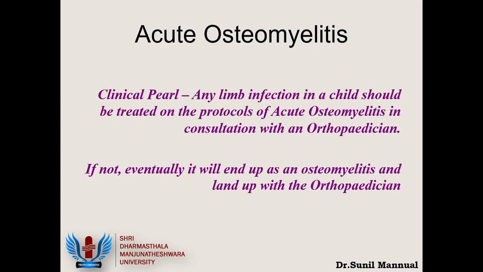Another way of contiguous spread is where there is a septic arthritis, or an infection of the joint, and if the infection is not taken care of, then the infection can slowly spread into the bone. Though those possibilities of contiguous spread are extremely rare. Again, as a rule of thumb, it should be understood by every medical student that when a child presents with a limb infection, even if it's a small boil or a small abscess, the child should be treated on the protocols of acute osteomyelitis.